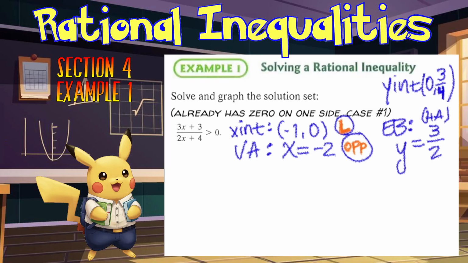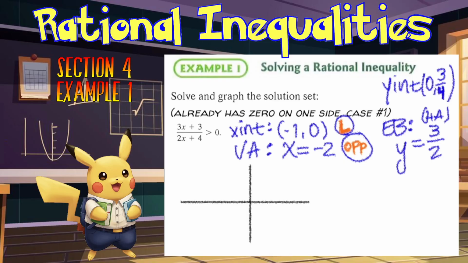Also, please note, a horizontal asymptote, or your end behavior, you can cross. It is not like a vertical asymptote, okay? You're welcome. Now, I'm going to sketch the graph, and after that, I'm going to answer the inequality question.